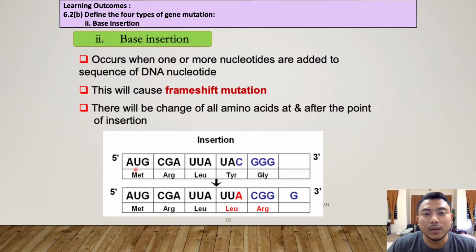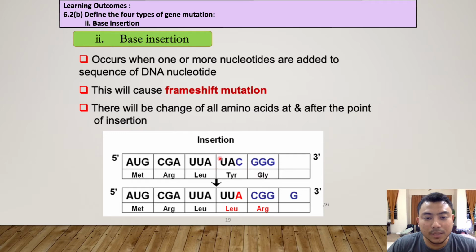Okay, remember that we read codon by triplets of the nucleotides, AUG, CGA, UUA, UAC, GGG, and etc. So if we add after UUA, we add one more U. So what happened is that the next codon will be UUA. So instead of it encodes for tyrosine, now it encodes for leucine, UUA. And then you can see the next codon will be read as CGG. Dia kat sini CGG.